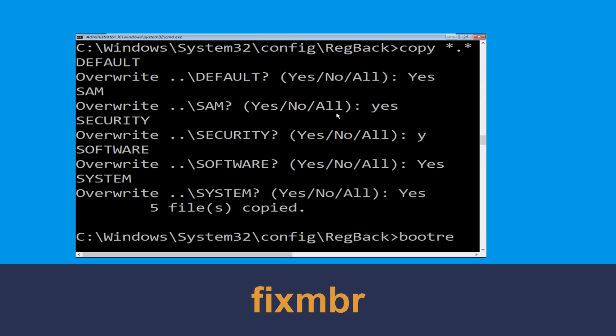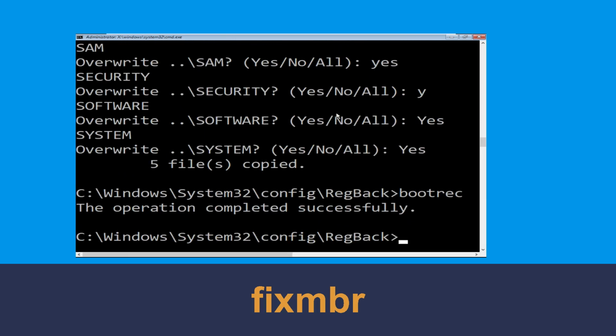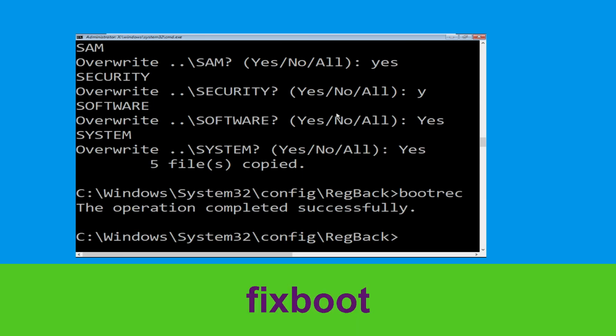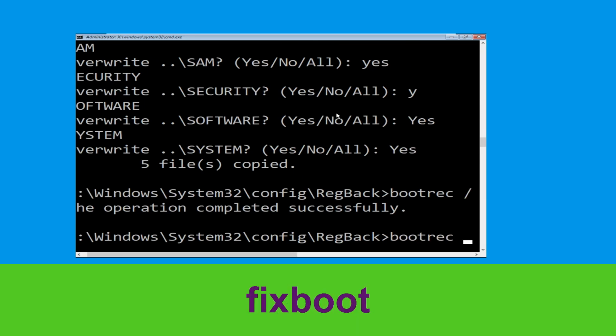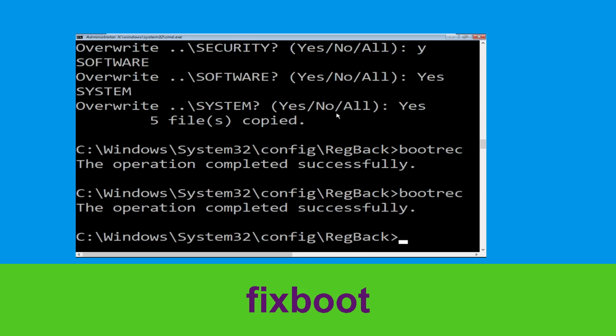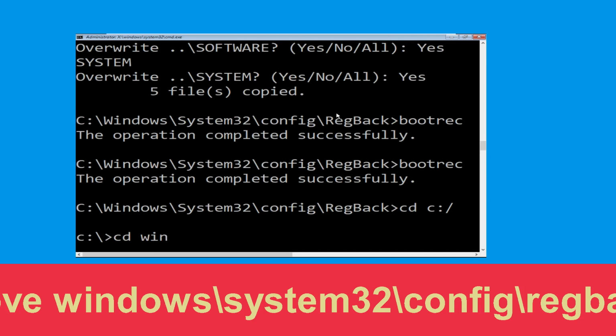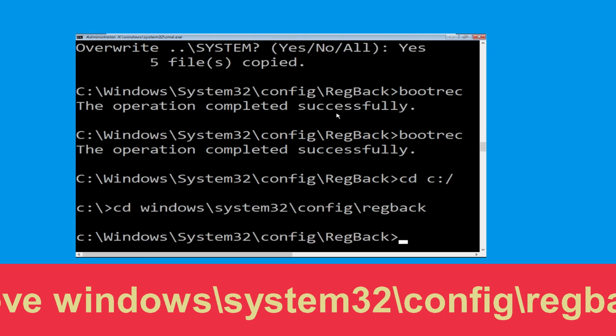Now type bootrec space /fixmbr and simply hit enter. Now execute this command, type in bootrec /fixboot and hit enter. Now type cd space c:/ and simply hit enter. Now type this command cd space windows/system32/config/regback and simply hit enter to execute the command.